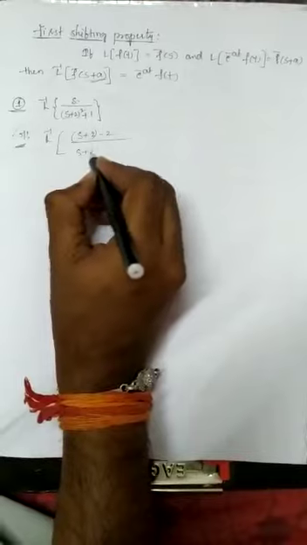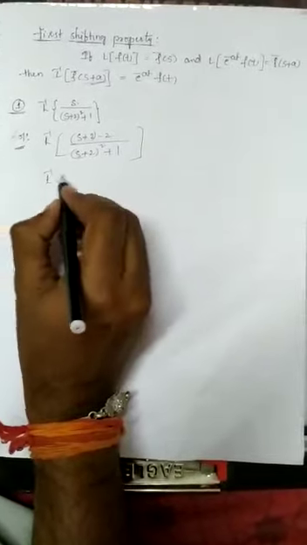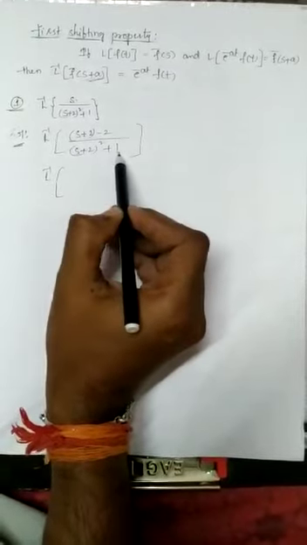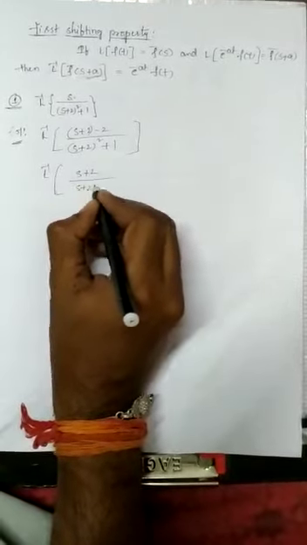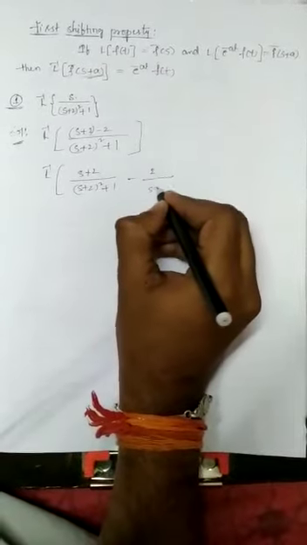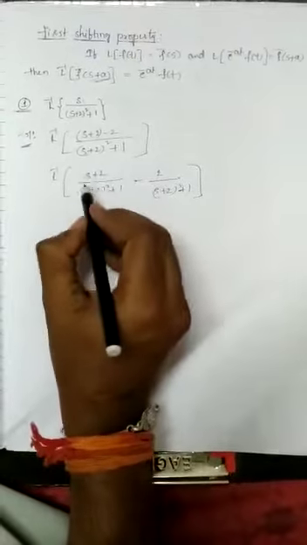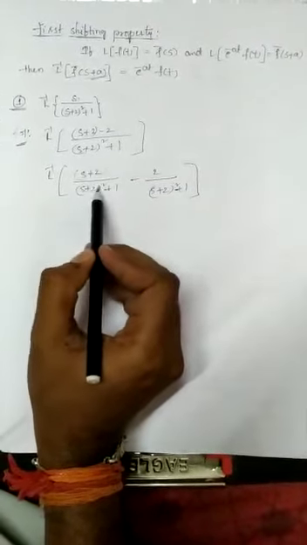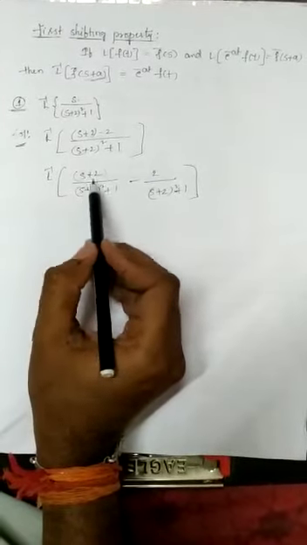Now treat this s plus 2 as one term and minus 2 as another term. Then in the denominator we have s plus 2 whole square plus 1. Right? Now let us divide the two numerator terms by the denominator. So what will you get? S plus 2 by s plus 2 whole square plus 1, minus 2 by s plus 2 whole square plus 1. Okay. Now if you observe this first term, s plus 2 by s plus 2 whole square plus 1, in the numerator and denominator we have s plus 2.